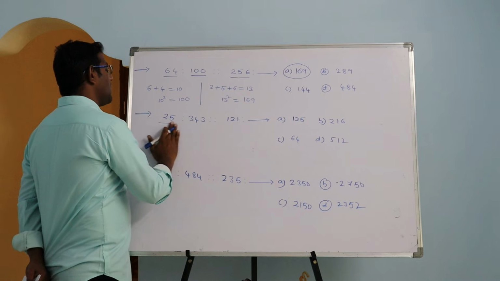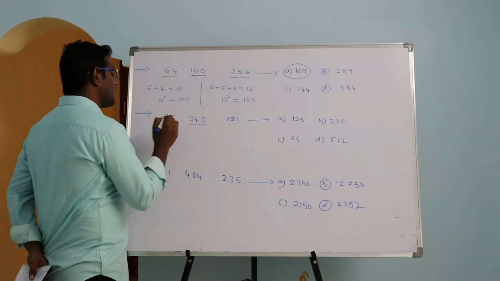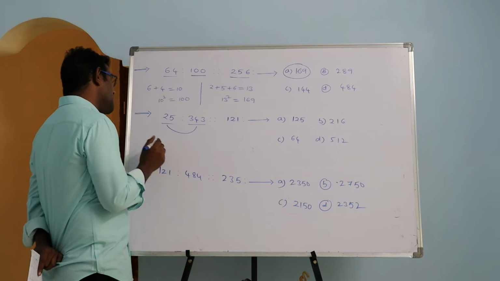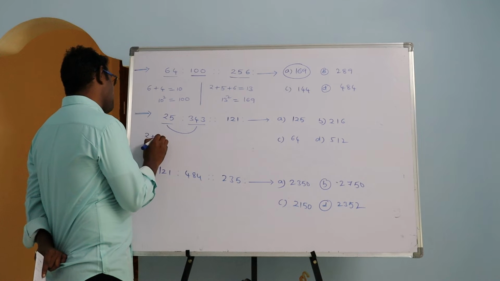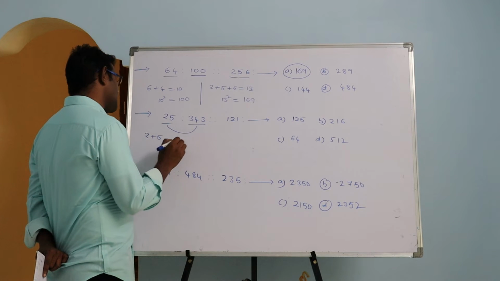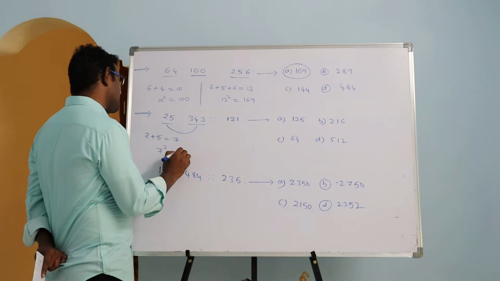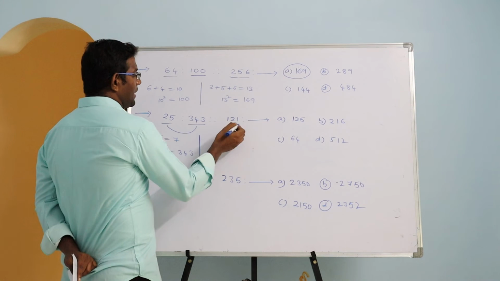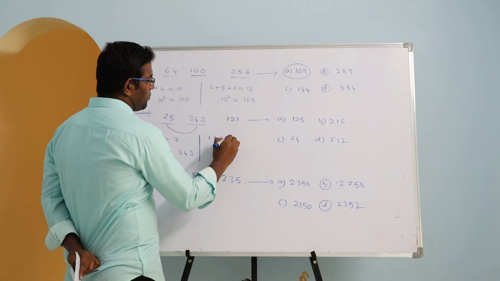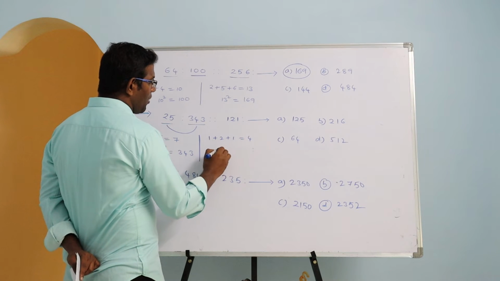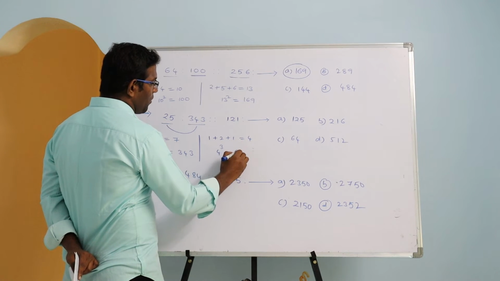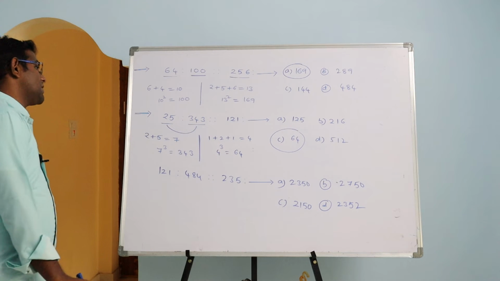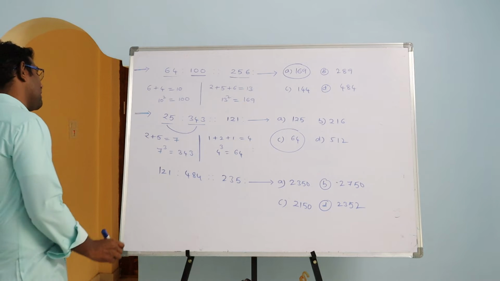Then what do we do, sir? 25 becomes 343. How? 25 can be split into 2 plus 5. 2 plus 5 how much, sir? 7. What about 7 cube? 7 cube means 343. The same way 121: 1 plus 2 plus 1 how much? 4. What about 4 cube? 4 cube is 64. 64 belongs to option C. What about the next one, sir?